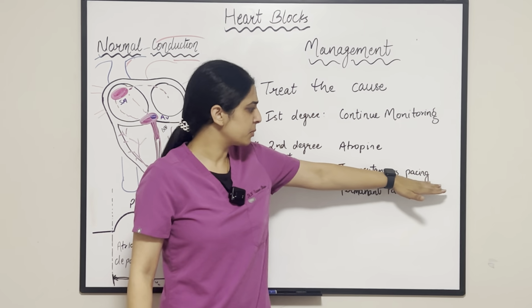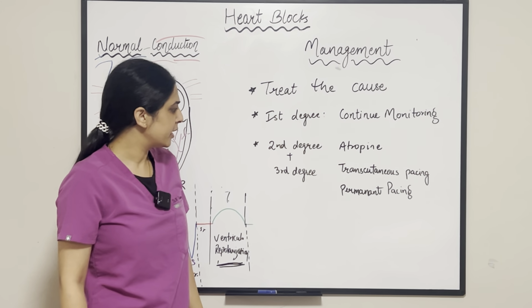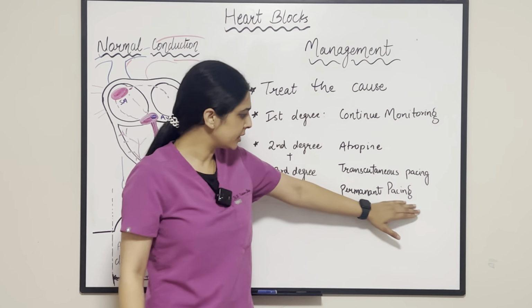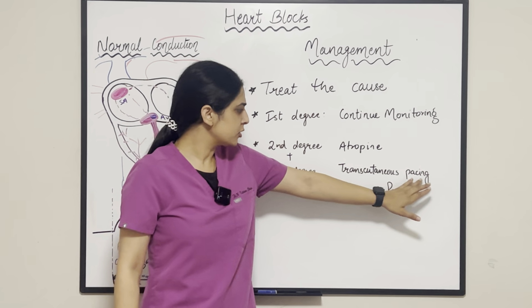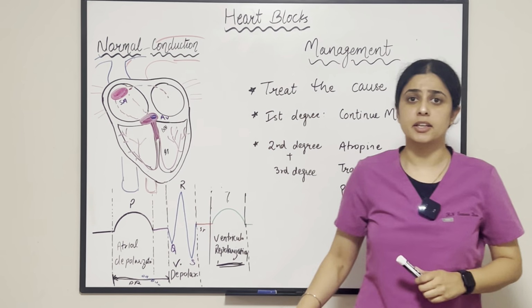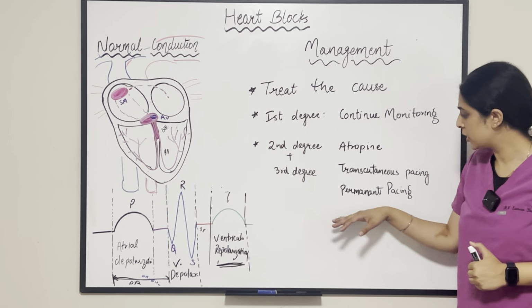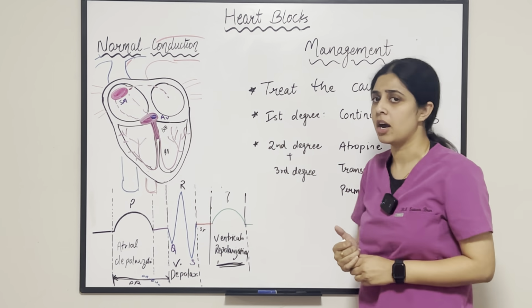transcutaneous pacing in case of emergency, and then we do permanent pacing, and we prepare the client for a permanent pacemaker. For third degree heart block, we do transcutaneous pacing first to save the life of the client, and then the doctor will put in the permanent pacemaker. So this is the major treatment that we do in heart block.